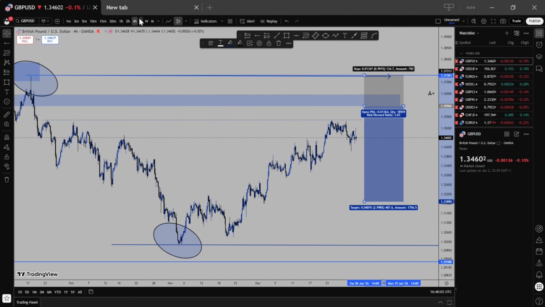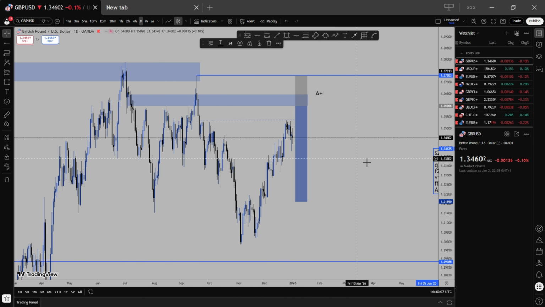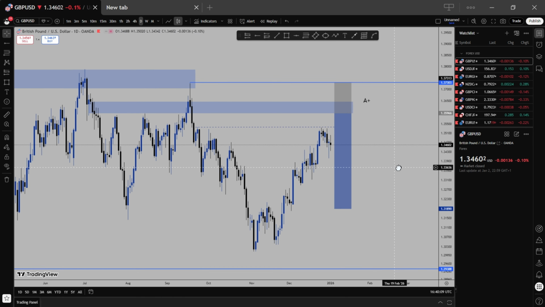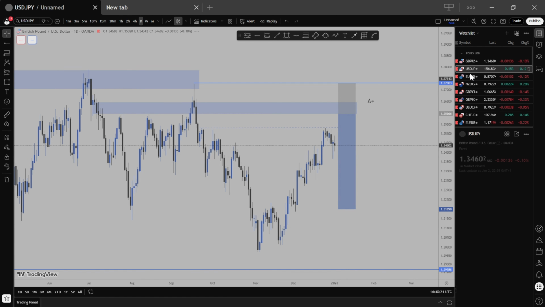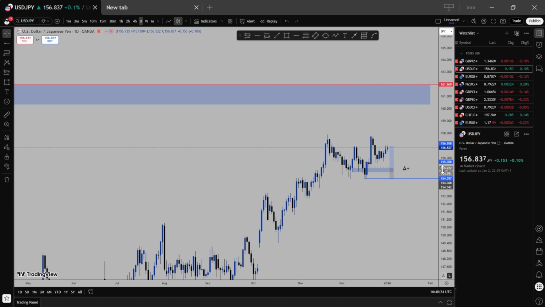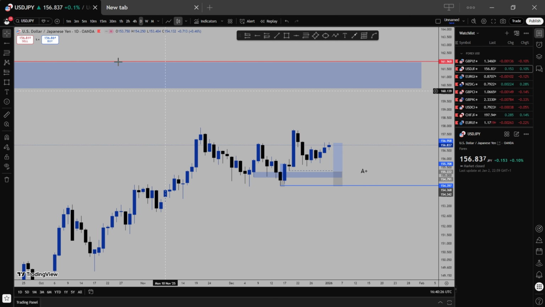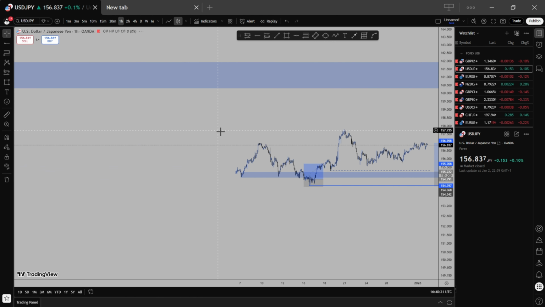Let me go to the 4 hours, so the daily, so you can see it more clearly. You will not be able to see the sweep yet in the 4 hours, but this is the setup, guys. This is the entry, the SL, and then the TP price. The next A plus setup we have is on USD JPY, guys, from the 1 hour time frame, and it's also an A plus setup, guys.